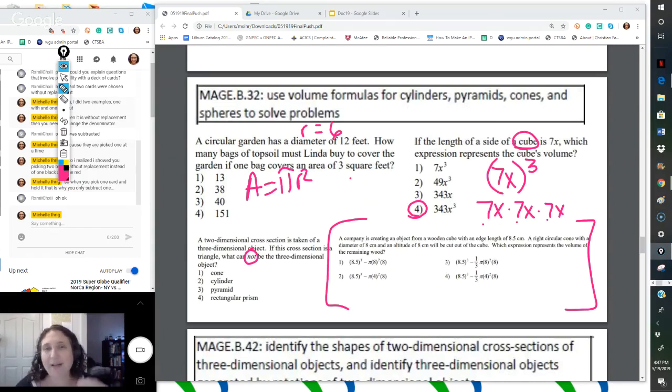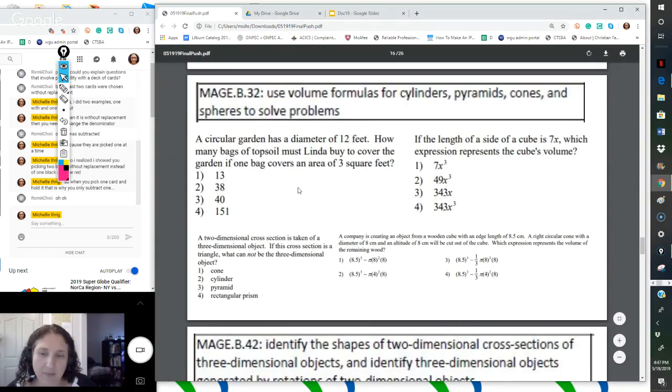Again, I'm trying to think of ways they can take it from a DOK1 to a DOK2. This makes it look more complicated, so that makes it a DOK2. The other thing to remember is it mentions the word diameter. That also makes it a little bit more challenging. Anytime they say altitude, that's just a fancy word for height.